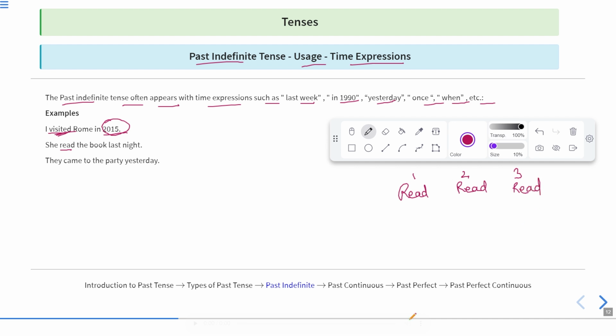What is the pronunciation? "Red". Okay, so "red" is the pronunciation in the past tense. Okay, so she read the book last night. They came to the party yesterday. So here, last night, 2015, and yesterday, these time expressions show that we are talking about the past time.